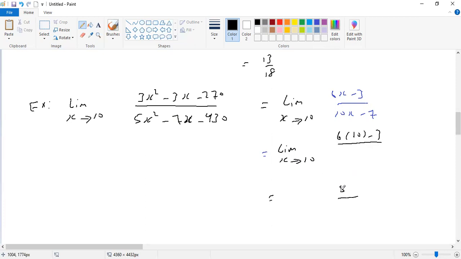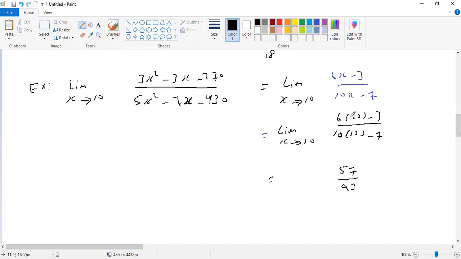So here I have the numerator 57, and the denominator is 10 times 10 minus 7, which is 93. So really this one, okay, let me return back to this one. The derivative of 6x minus 3 is 6, and the derivative of the denominator 10x minus 7 is 10. So if we put 10 here, we have 60 minus 3, which is 57, and the denominator is 93. This one can also be simplified, can be divided.